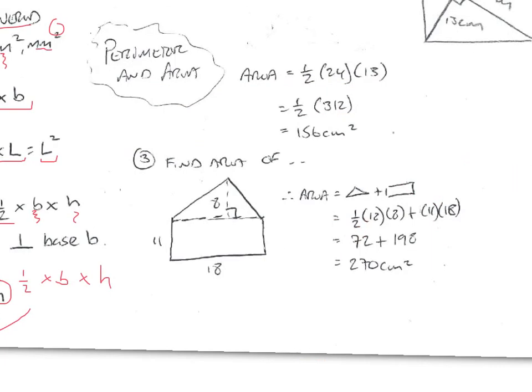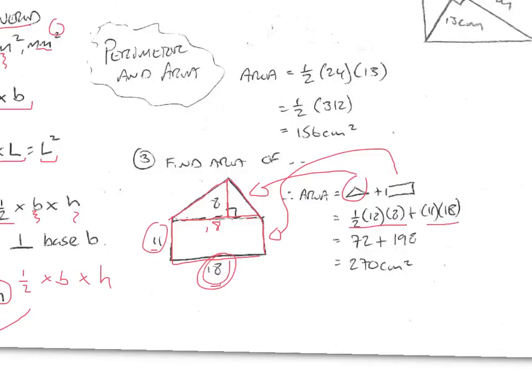And let's find the area of this shape here, which is a triangle that's sitting on a rectangle. This side is 11, 18, and this perpendicular height to this triangle here is 8. So the area is the area of the triangle plus the area of the rectangle. The area of the triangle is half this base of 18 times 8, and the area of the rectangle is simply the length by the breadth. So that's 72 plus 198. The area of all this shape here is 270 centimeters cubed.